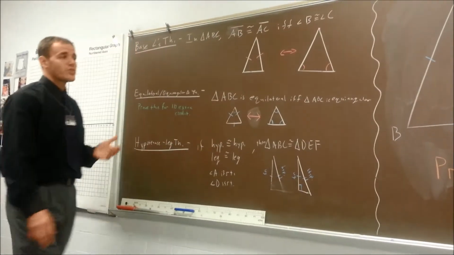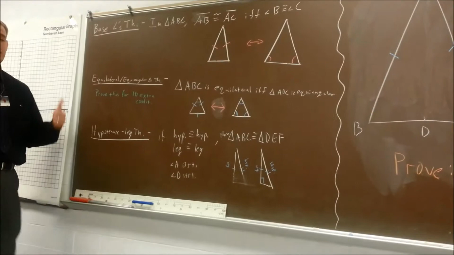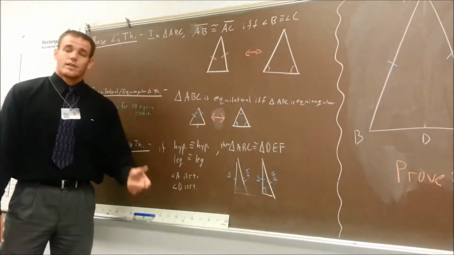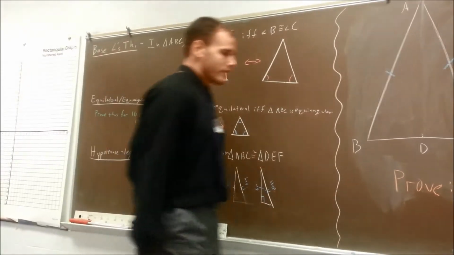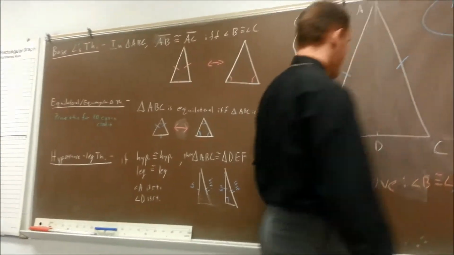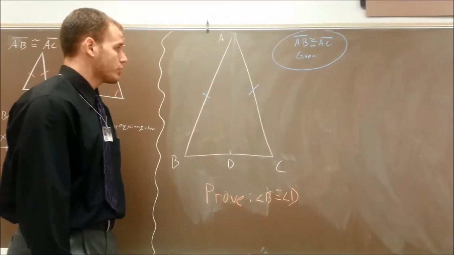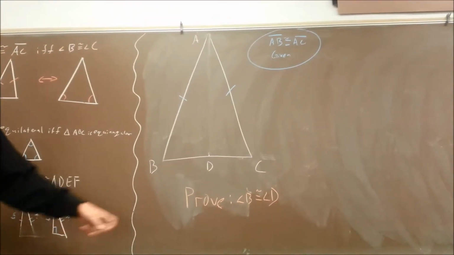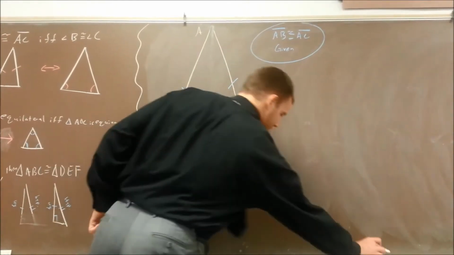What we're going to do is prove this theorem. We're going to prove it both ways. We're going to build the theorem so it goes forwards, and we're going to build the theorem so it goes backwards. So let's start with this right here. AB is congruent to AC. We have to prove that angle B is congruent to angle C.